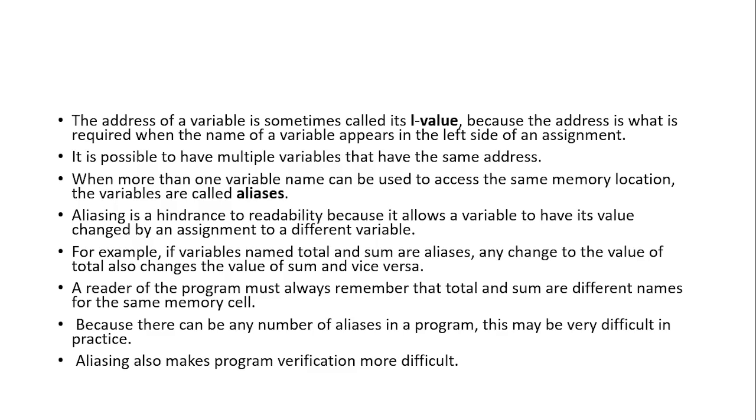And when a C++ pointer is set to point to a named variable, the pointer when dereferenced and the variable name are aliases. So when a C++ pointer is set to point at a named variable, the pointer when dereferenced and the variable's name, these two are aliases because they both reference the same object.